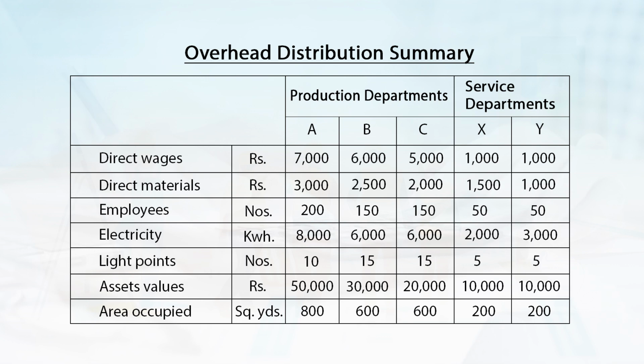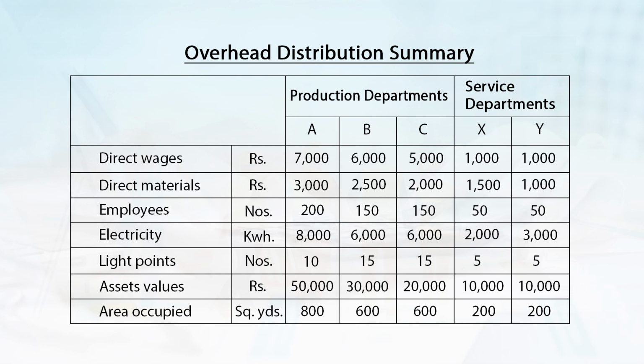Asset value is given for production department A as rupees 50,000, for production department B as rupees 30,000, for production department C as rupees 20,000, and for service departments X and Y it is given 10,000 each. Area occupied is given in terms of square yards. For production department A it is 800, for production department B it is 600, for production department C it is 600, and for service departments X and Y it is 200 square yards each.